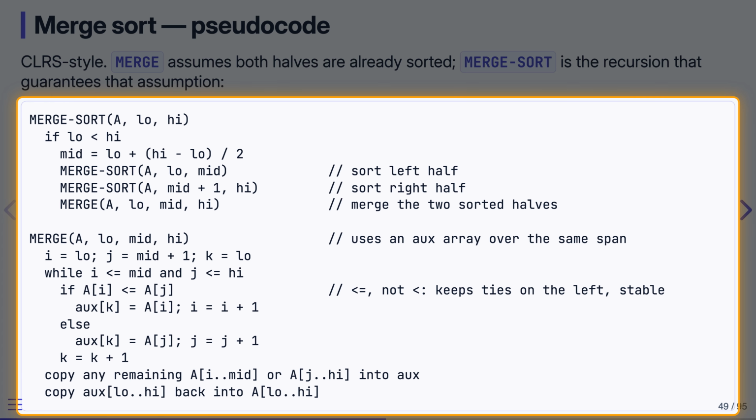Now look at merge. It uses 3 cursors. I starts at low and walks the left half. J starts at mid plus 1 and walks the right half. K writes into the aux array.